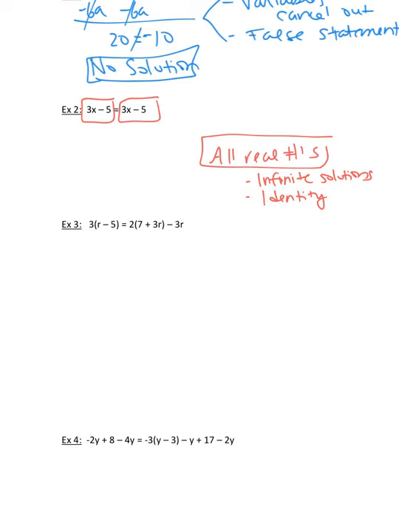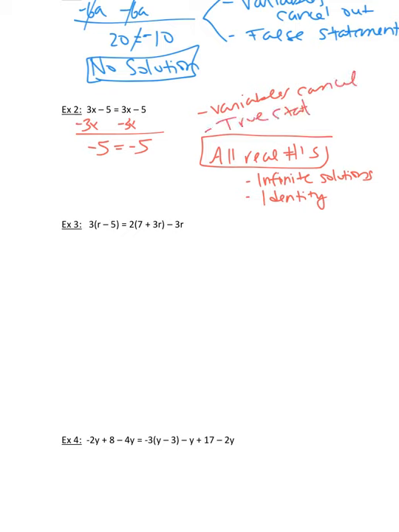Let's say you didn't notice in the beginning that they're identical. What you could do is try to solve, and what you're going to get at the very end is, instead of a false statement, a true statement. So for example, if I try to gather my x's, I subtract 3x, I have negative 5 equals negative 5. That's true. There's no variables left again. The variables cancel. But this time I'm left with a true statement. So that's an indication that every number works for this equation.